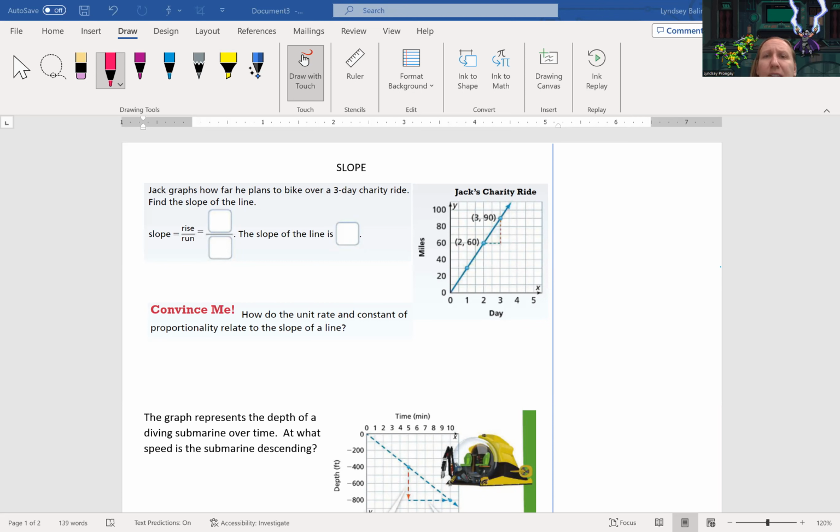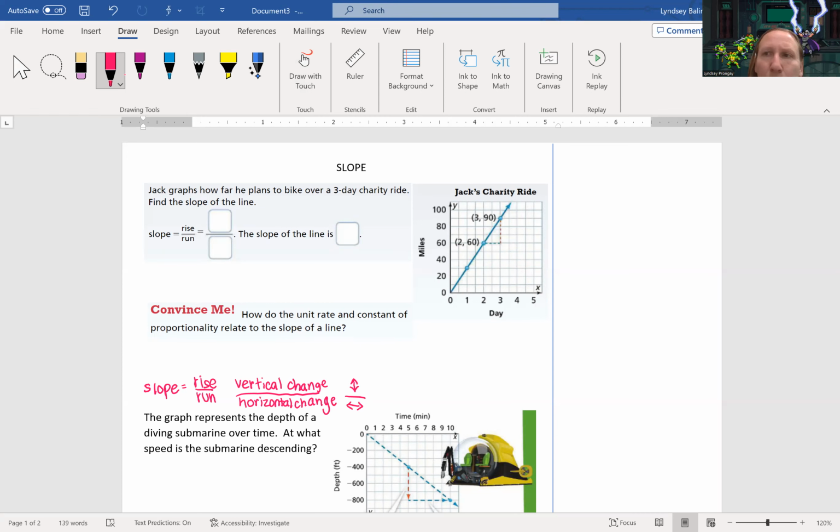So we're looking at this graph, we see it's a straight line, we see it goes through the origin. So this is a proportional relationship. Now, slope is going to be rise over run. Rise is the vertical change. I'm going to write this down here. So slope is rise over run. It's the vertical change over the horizontal change. And vertical change is talking about how things are going up or down. So we're talking about up and down, and then left and right.